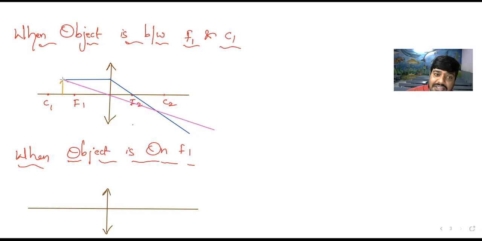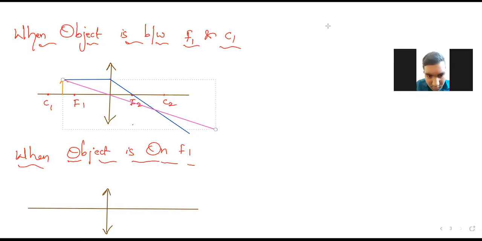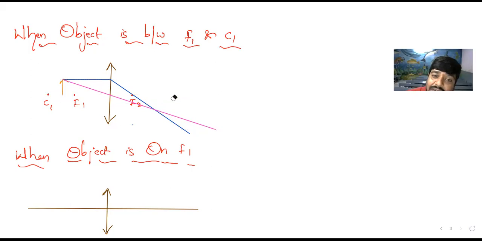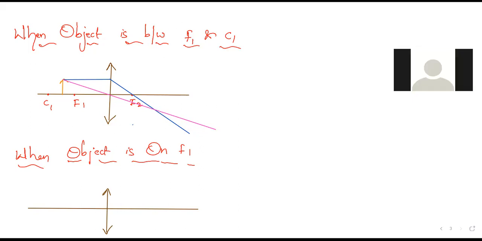Then where is the image? Beyond C. Between F2 and C2. Actually, this will be beyond C. We need to get it beyond C, so that's why I'm adjusting. If you are perfect with the properties, then you can adjust. Without knowing, we can't. So here, where is the image means?